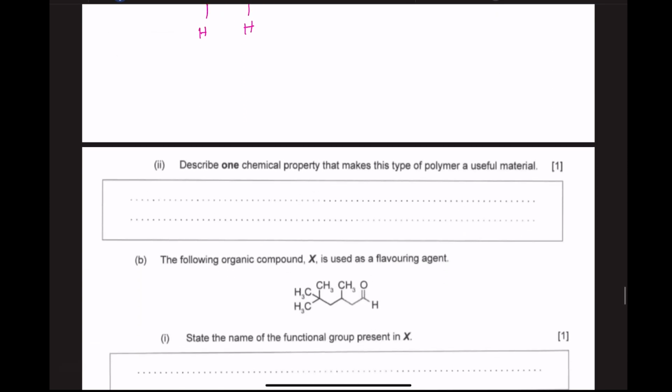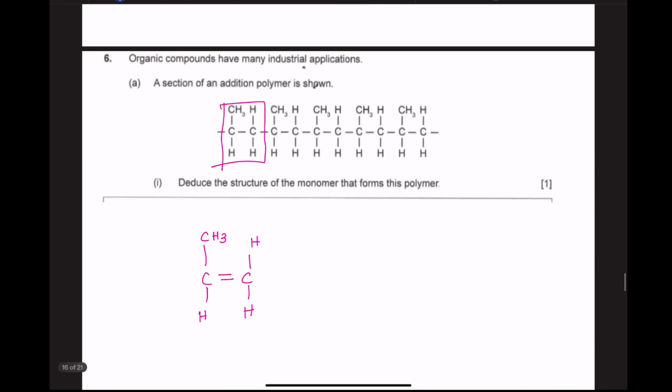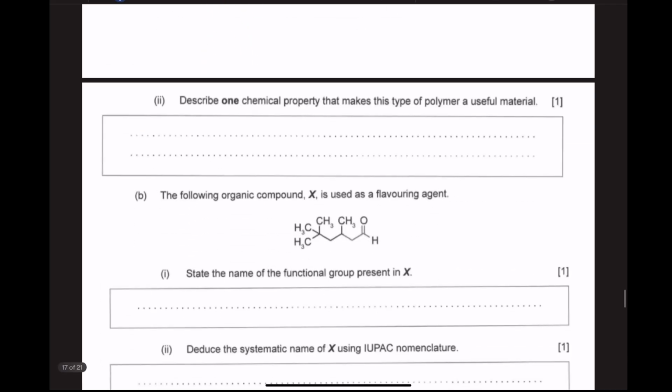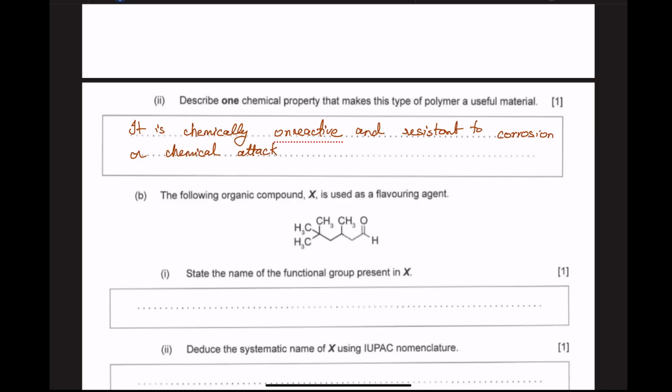Next part, describe one chemical property that makes this polymer a useful material. Right? So there's an addition polymer. So addition polymers are chemically unreactive and resistant to corrosion. Right? So it can be used to make containers and packaging. So, chemically unreactive and resistant to corrosion or chemical attack. Suitable for container and packaging.